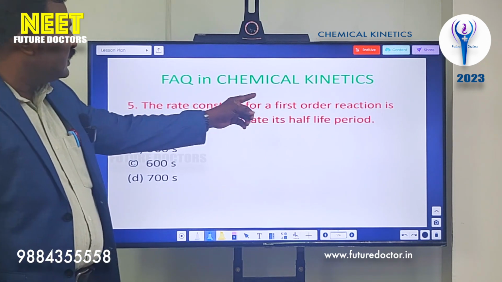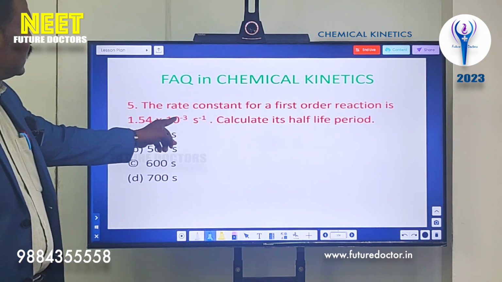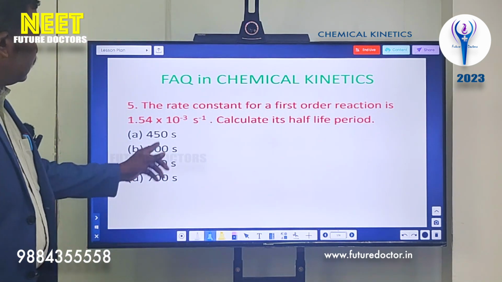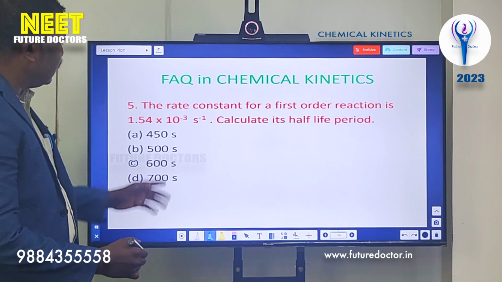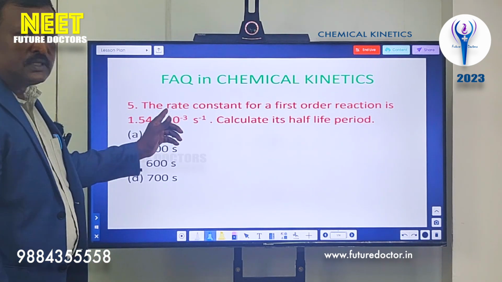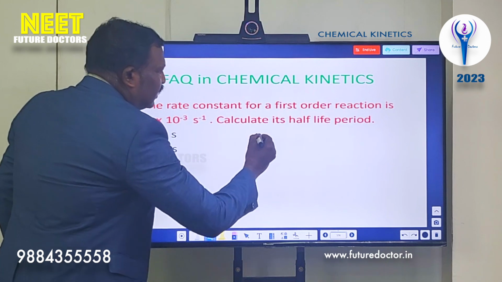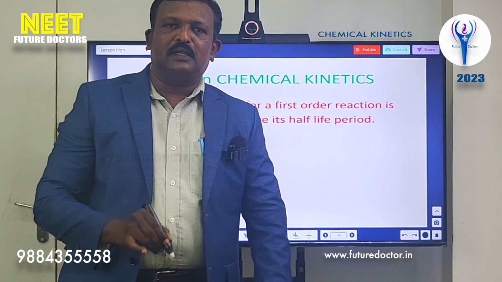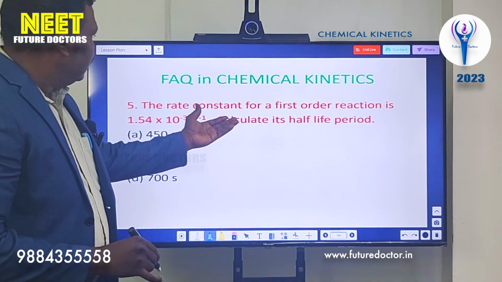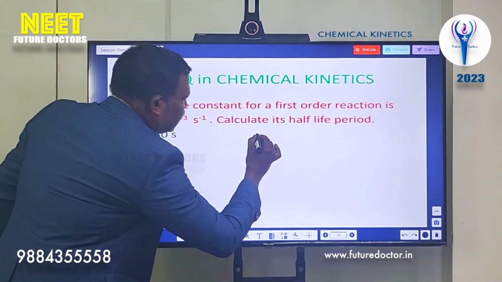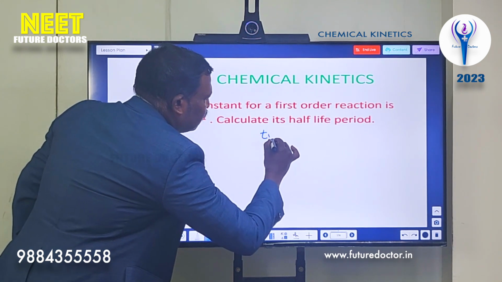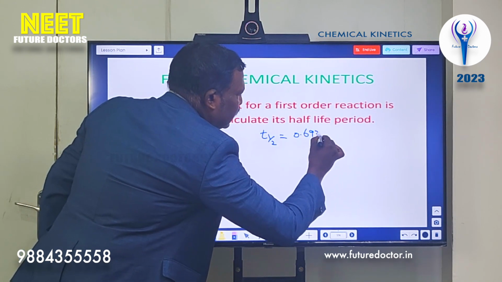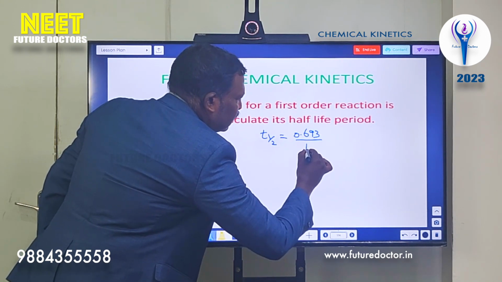See the sum. The rate constant for a first order reaction is 1.54 into 10 power minus 3 per second. Calculate its half-life period. Okay. So again, half-life period sum. It's a formula oriented sum. Understood? So here you know that for a first order reaction we have a half-life period formula. For a zero order reaction we have a different half-life period formula. Okay. So here it is a first order reaction, so T 1/2 is equal to 0.693 by K. Understood? Okay.